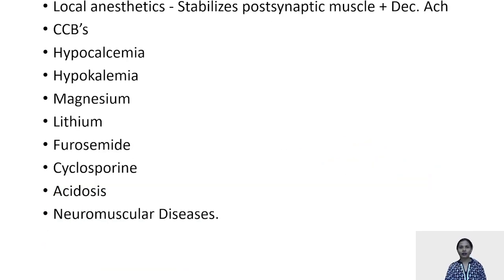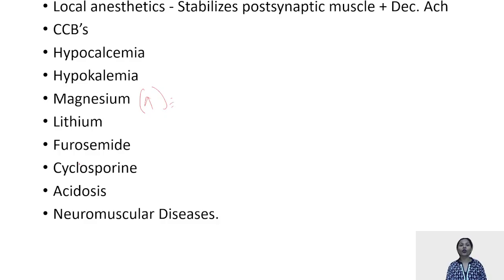Then local anesthetics, calcium channel blockers. Calcium is required for the propagation of the action potential. Hypocalcemia, hypokalemia. Potassium is also required for the muscle action potential generation. Magnesium: an increase in magnesium, hypermagnesemia, leads to potentiation of your NDMRs. Please remember, when we talk about magnesium, it is hypermagnesemia.